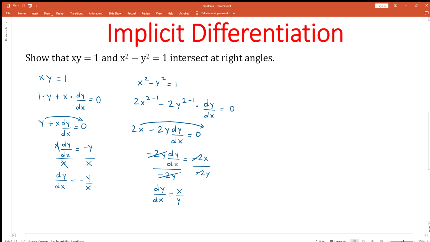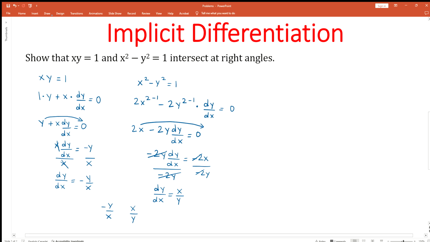Next, we should compare the expressions for dy over dx for the two given equations. For the first equation, we got negative y over x, and the second equation, we got x over y. These two expressions are negative reciprocal of each other. That means if we flip one of these two fractions and change the sign on it, we get the other fraction. This proves that the tangent to these two curves intersect at right angles at the point of intersection.